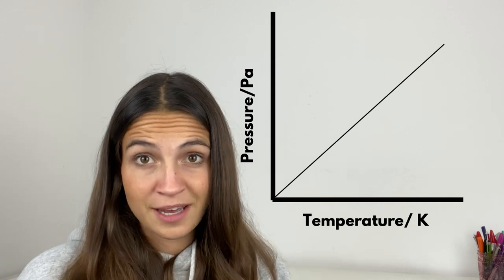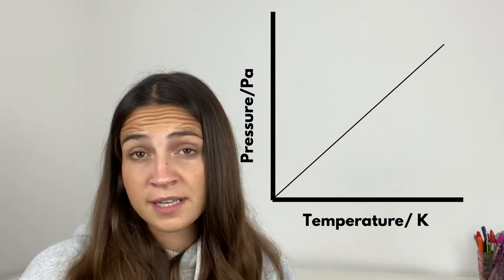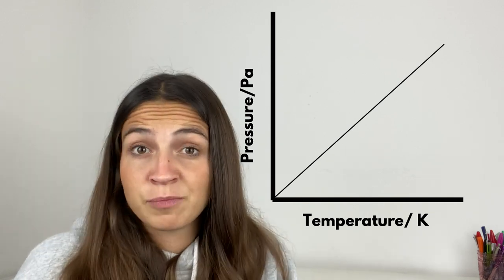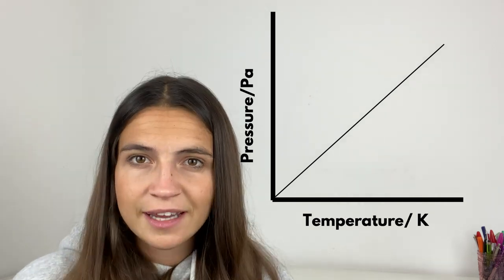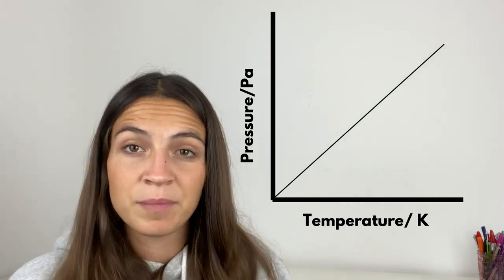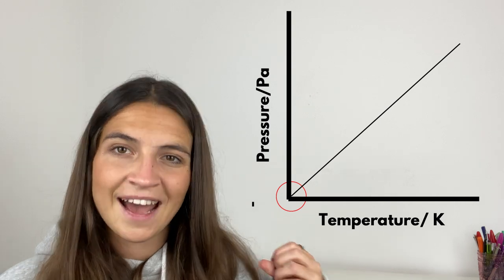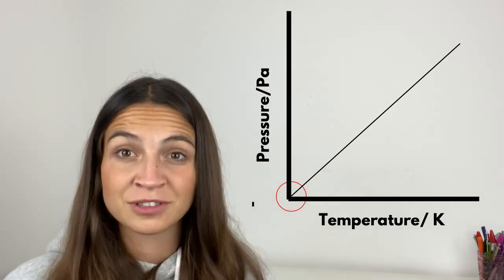Pressure is usually in pascals, but it could be kilopascals or atmospheres or another valid pressure unit. Temperature in this graph is in degrees Kelvin. I know that because I have zero pressure at 0 Kelvin when my particles have stopped moving.